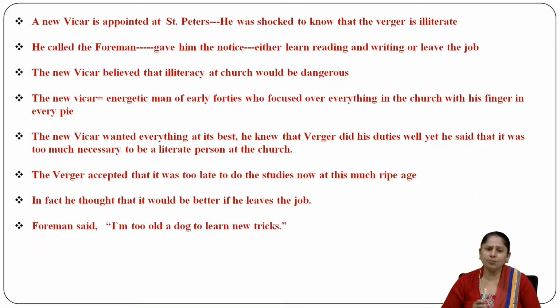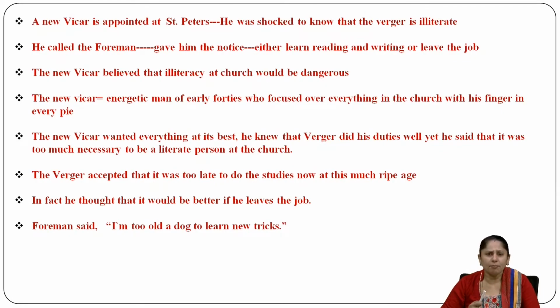The verger accepted that it was too late to do the studies now at this ripe age. He believed that he could not study at this ripe age. You know that he had been doing the verger's duties for 16 years. He was appointed as the verger 16 years ago, and now he was forced by this new vicar to take the education from the beginning. So it was quite tough for him to learn reading and writing at this ripe age. He was very depressed and disappointed. He regretted it, but what could be done.